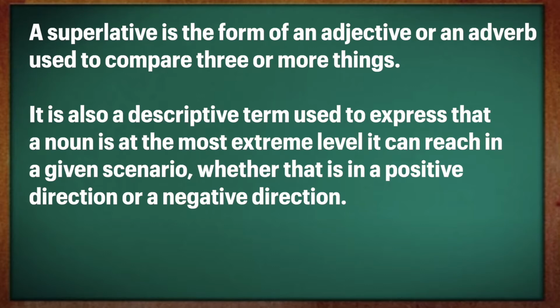Okay, let's get started with today's lesson. So today we are going to learn about superlatives. Before we go any further, we need to look at a definition of what a superlative is. A superlative is the form of an adjective or an adverb used to compare three or more things. It is also a descriptive term used to express that a noun is at its most extreme level it can reach in a given scenario, whether that is a positive direction or negative direction. I promise by the end of this video, you will 100% understand what that means.